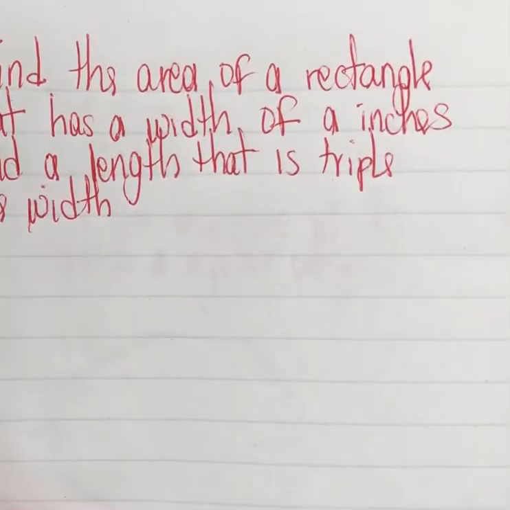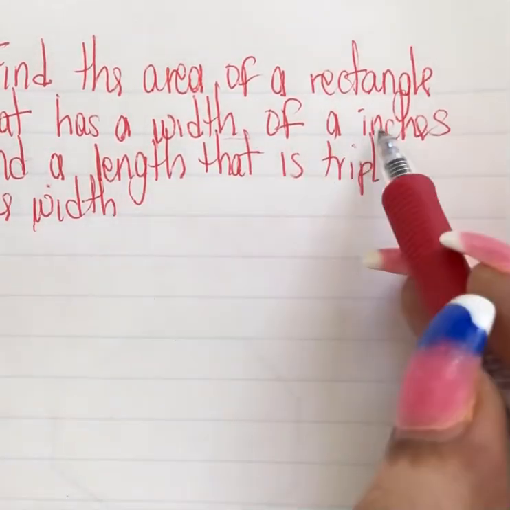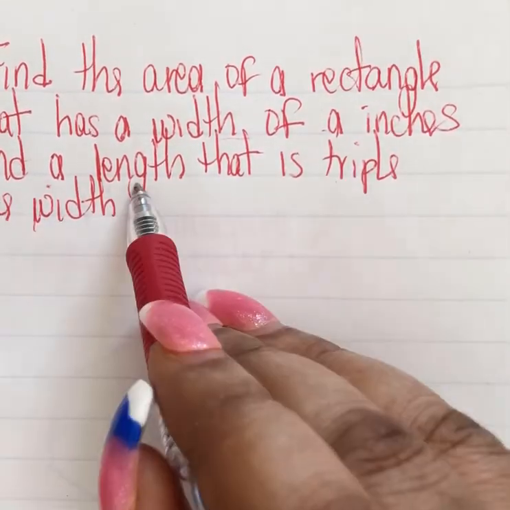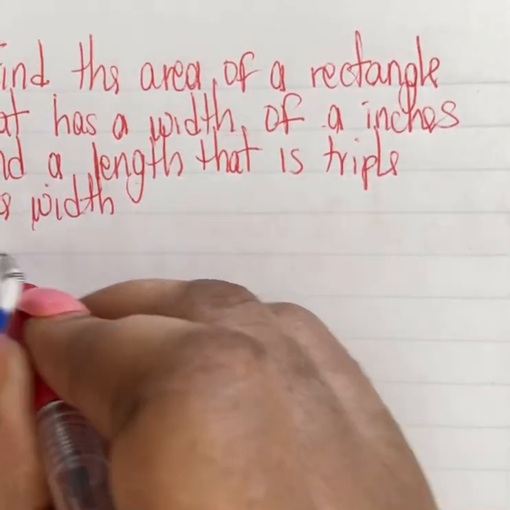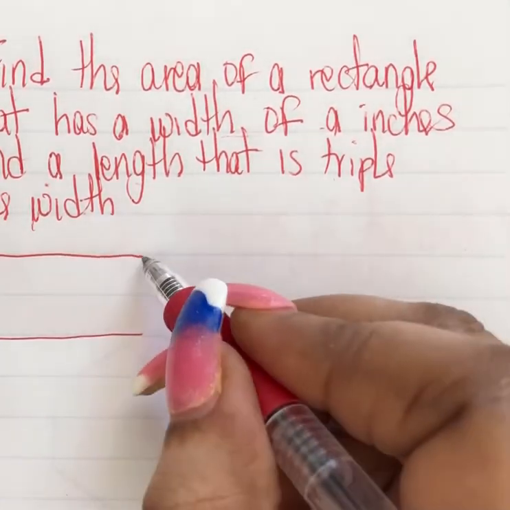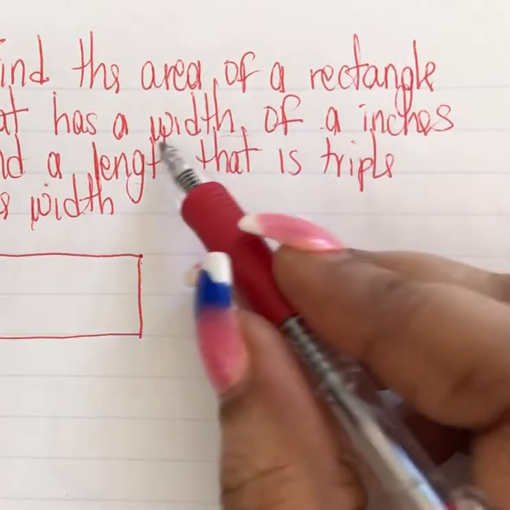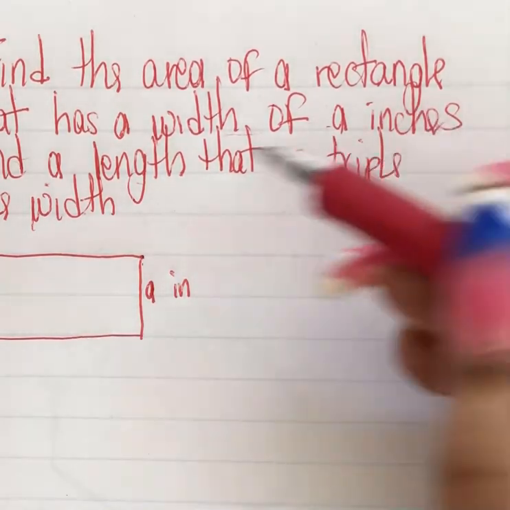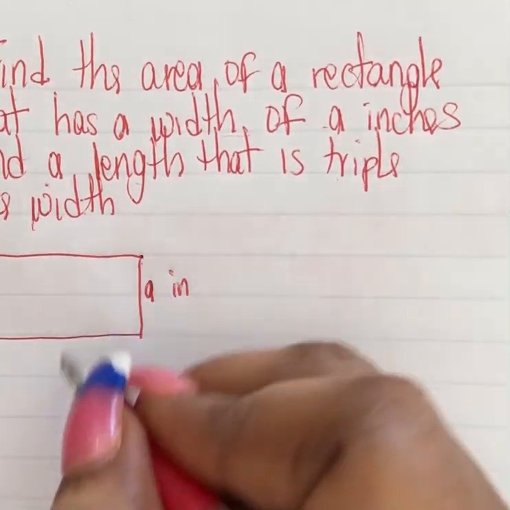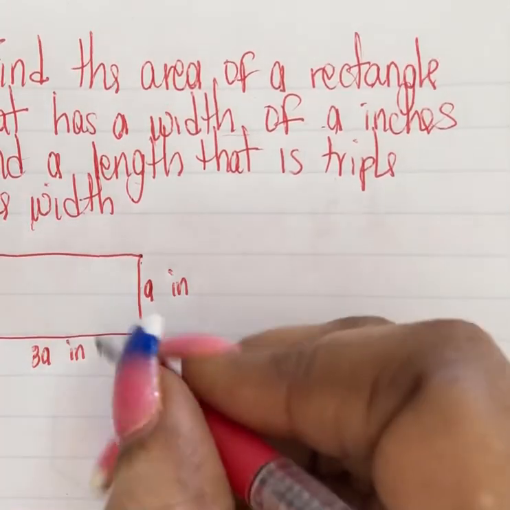We are going to look at another one. In this case, we want to find the area of the rectangle that has a width A inches and a length that is triple the width. So I'm going to do my little sketch of my rectangle. Width A inches, and then length is 3 times, so it will be 3A inches.